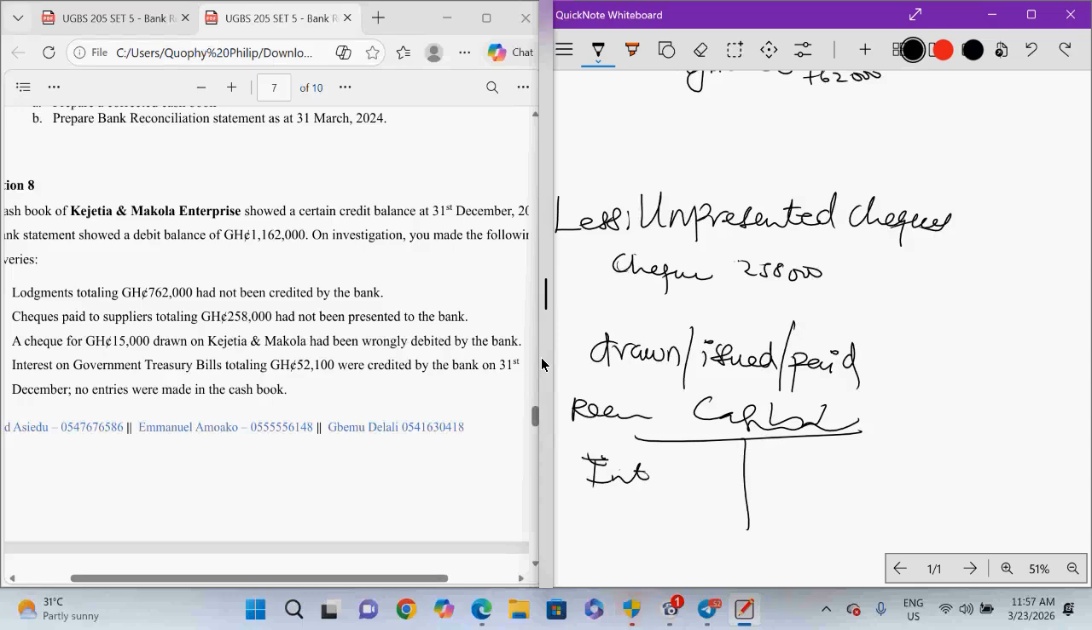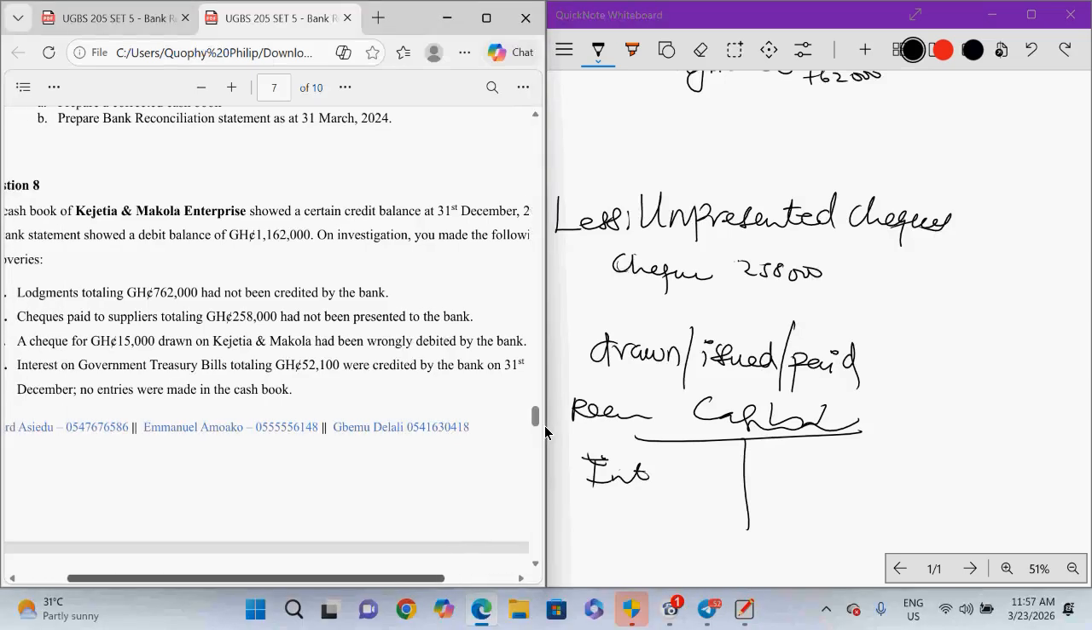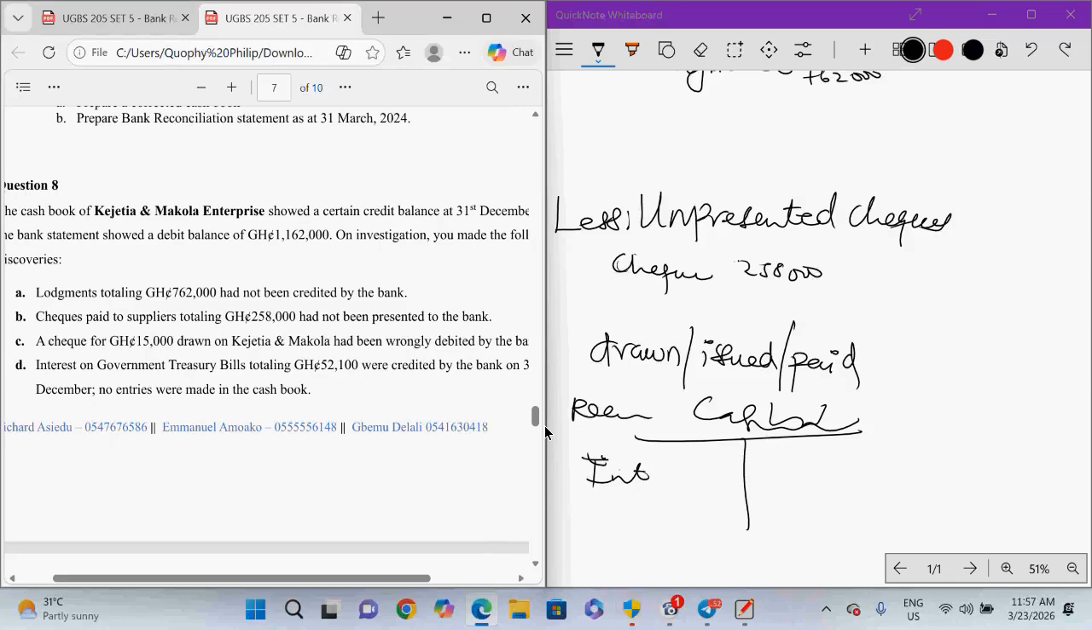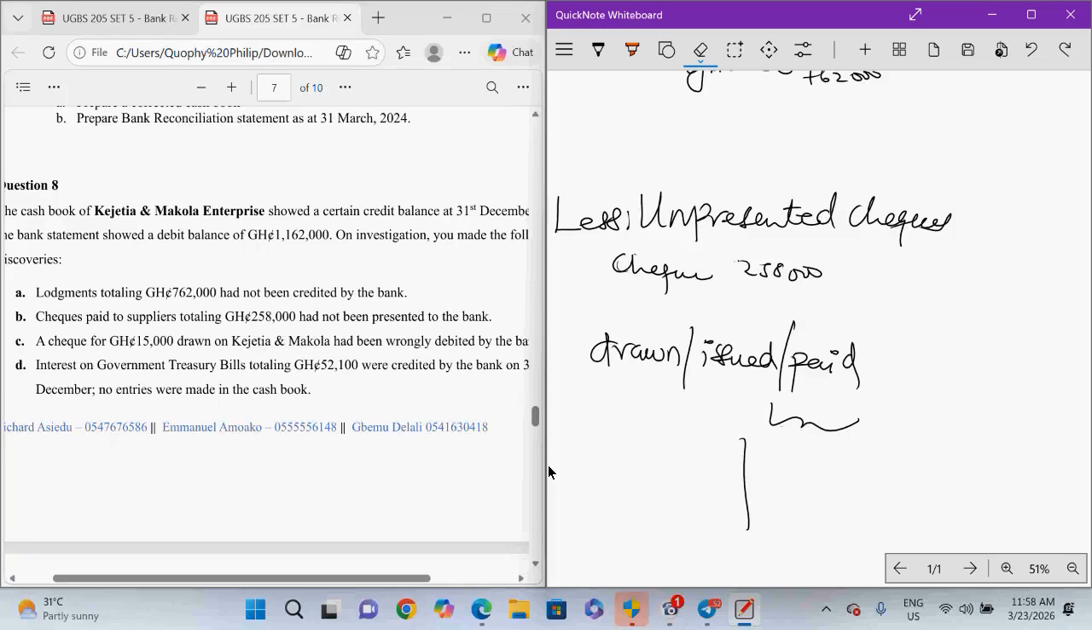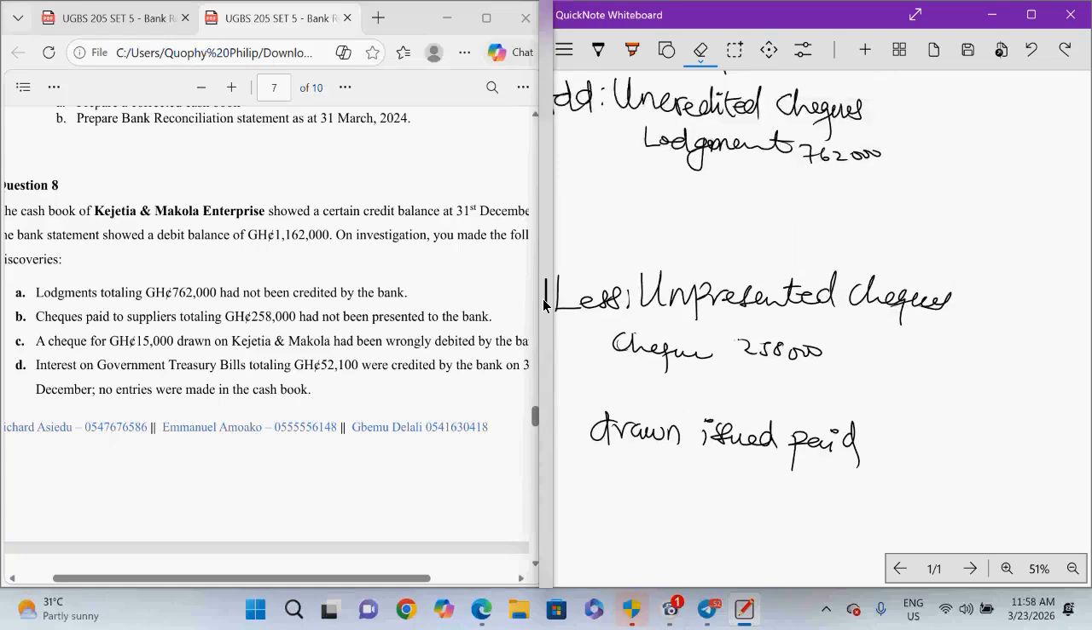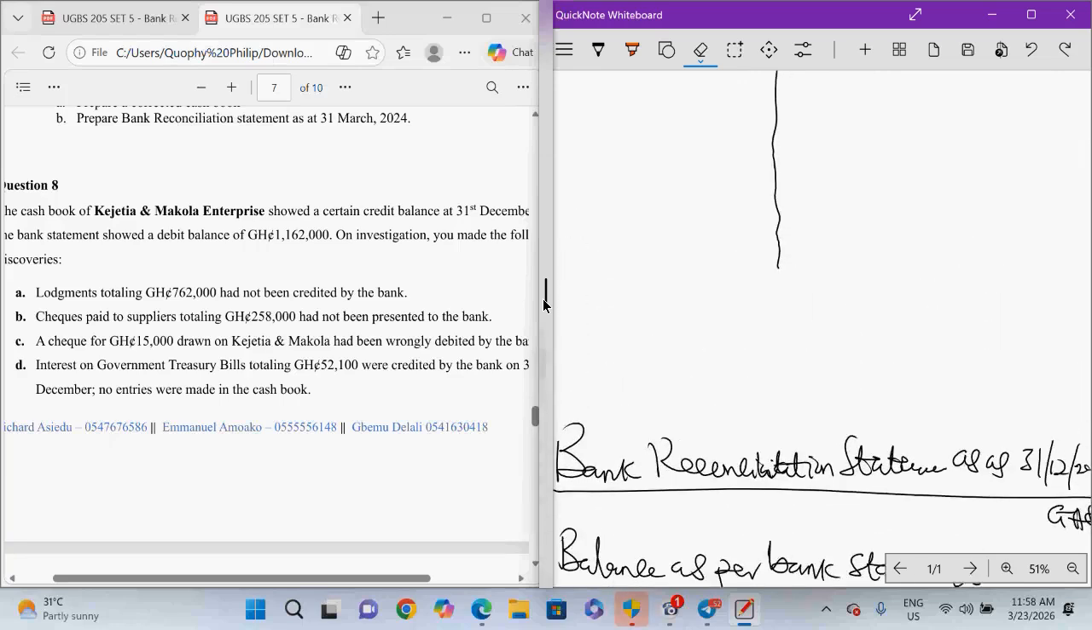The interest of 52,000 was credited by the bank. And if we debit, the bank will credit, right? Of course. And they've done that, but no entries were made in the cash book. So since no entry was made in the cash book, we do the entry by debiting our cash book. Do you get it? I think we should be doing it hand in hand, the cash book and then the bank reconciliation. All right, so let's do it hand in hand.